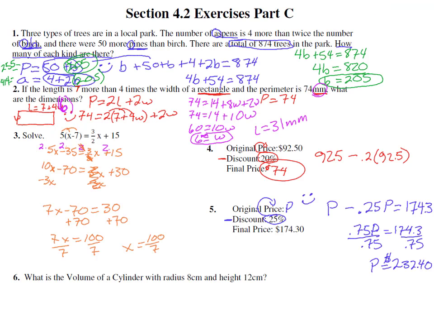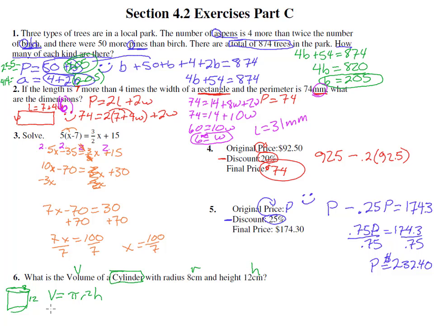232.40. Good. Number 6. What is the volume of a cylinder with radius 8 centimeters and height 12 centimeters? Well, this is a shape, so we have a cylinder. It's going to look something like this. There we go. And the radius is 8 and the height is 12, and we're in centimeters. And we're looking for the volume, so we need to have that formula. We look in the book and we find that the volume of the cylinder is pi r squared h.